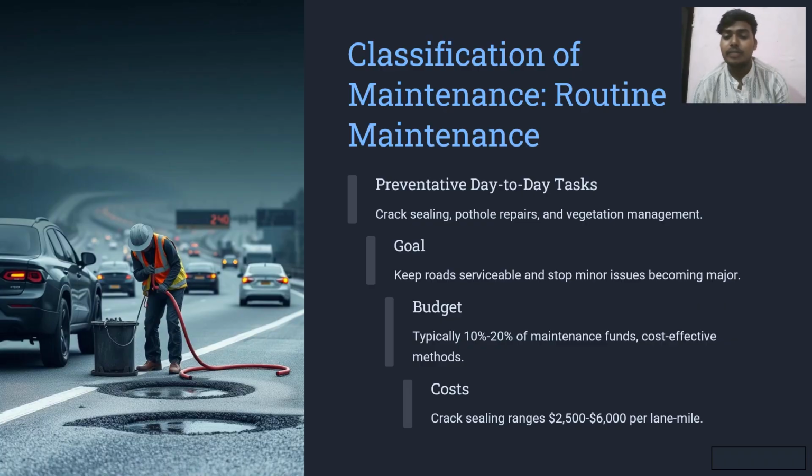Budget: typically 10% to 20% of maintenance funds, using cost-effective methods. And cost: crack sealing ranges from $2,500 to $6,000 per lane mile.